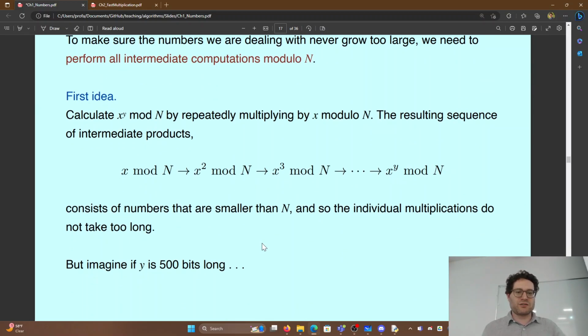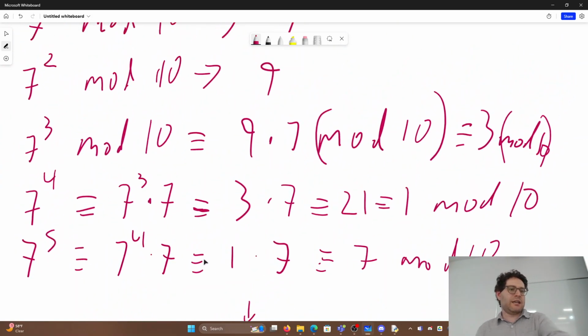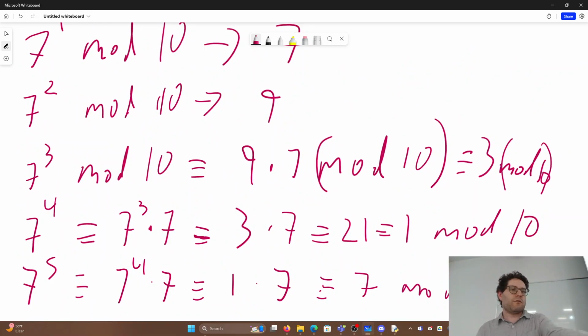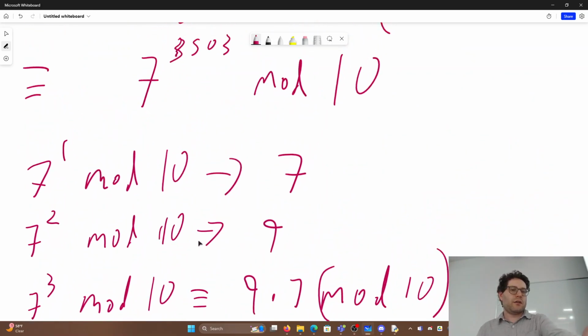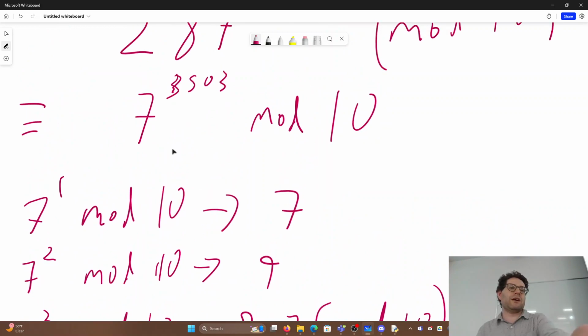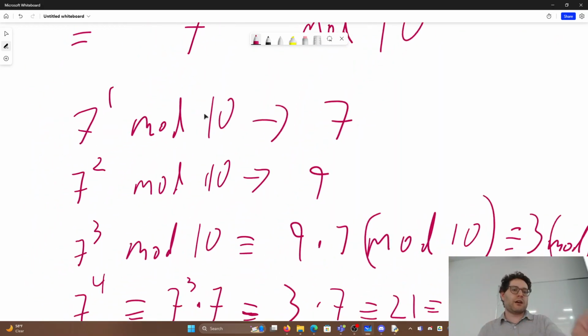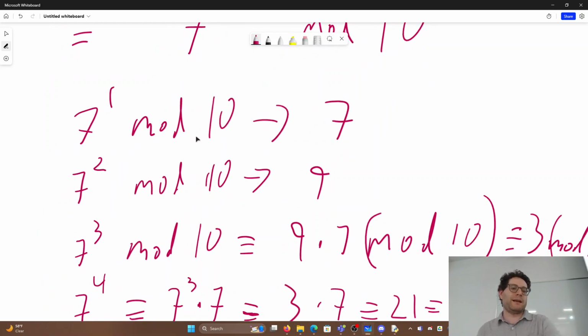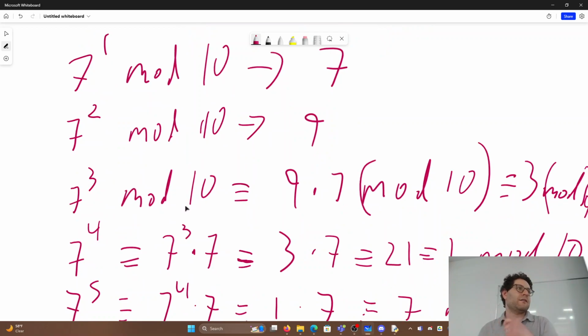So to make sure, in other words, what we're going to do is perform all those intermediate modulos. So we do what we were doing on the whiteboard over here, which is that we do all these computations. Rather than calculating 7 raised to the 3,503rd power, we're going to start at 7 to the first power, then mod by 10, then go to 7 to the second power, then mod by 10, then go to 7 to the third power, then mod by 10. So we keep multiplying by 7 and then modding by 10.